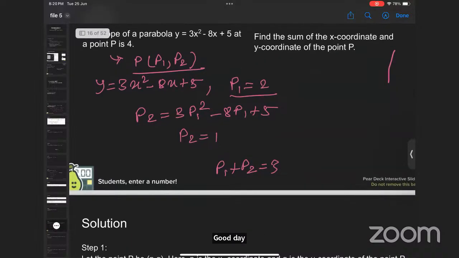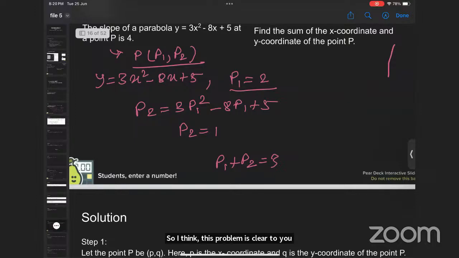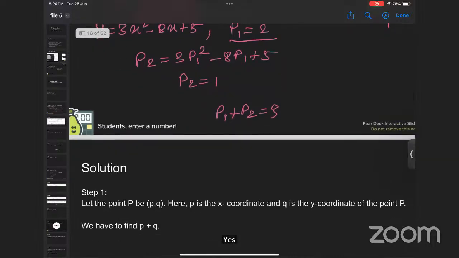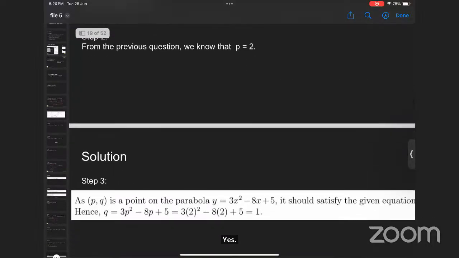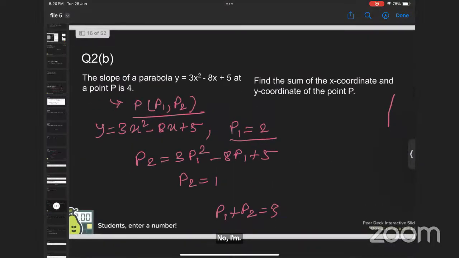So I think this problem is clear to you. Yeah. So let's move to the next one, ma'am. No, ma'am, repeat, ma'am. Which portion? Do you have a doubt? Question number 2, ma'am. Okay.